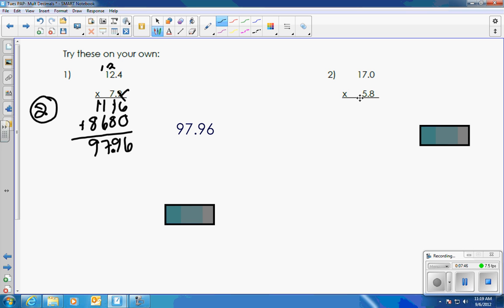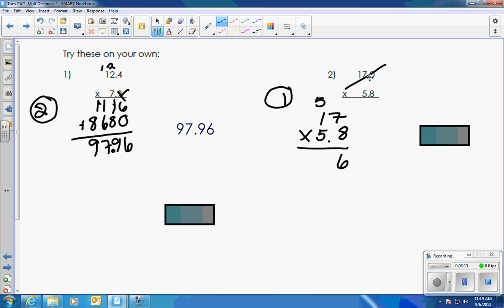Next number. Now, this one can be written a little bit easier. You see that there's a 0 behind there and nothing else? That means that it really doesn't need to be there. So what I'm going to do is cross this out and write 17 times 5.8. Now, why did I do that? Because it made my whole process easier. Now I only have 1 decimal place to worry about at the end. So 7 times 8 is 56.